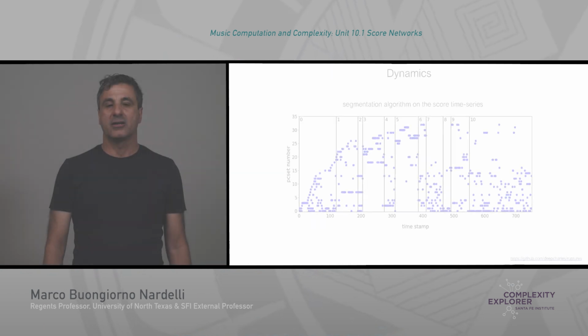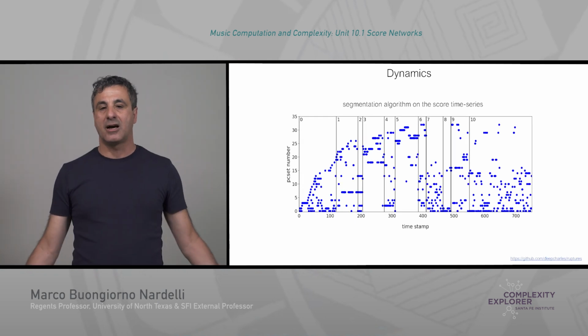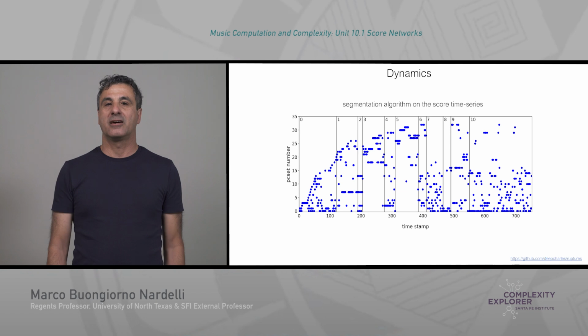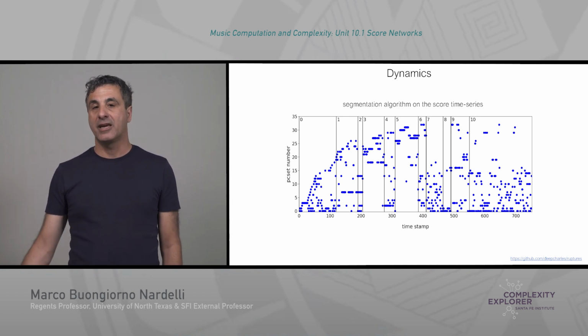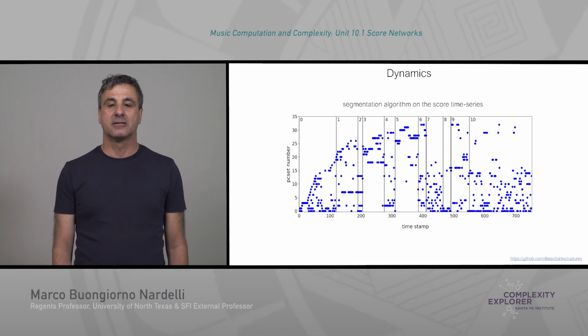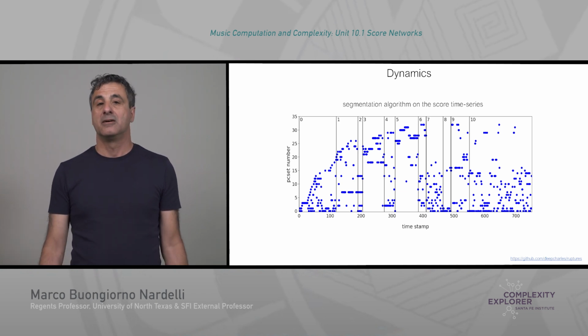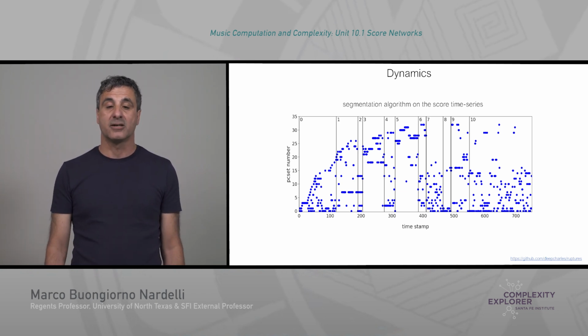If I do this, I can use, for instance, segmentation algorithms, algorithms that identify segments of the time series that have some common behavior or common characteristics. And again, I'm not deciding anything in this segmentation. Everything is decided by a statistical, mathematical algorithm that does this for us.